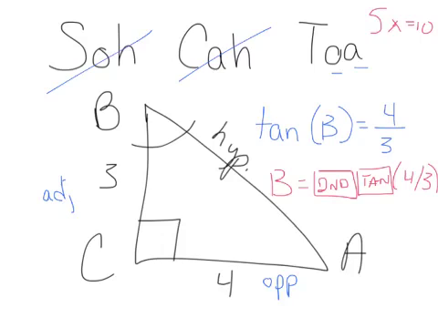You should get 53 point something. If you didn't, you're in the wrong mode. You might have to go to mode and change your mode on your calculator. Make sure that your mode is on degree and not radian. Okay, 53 point?